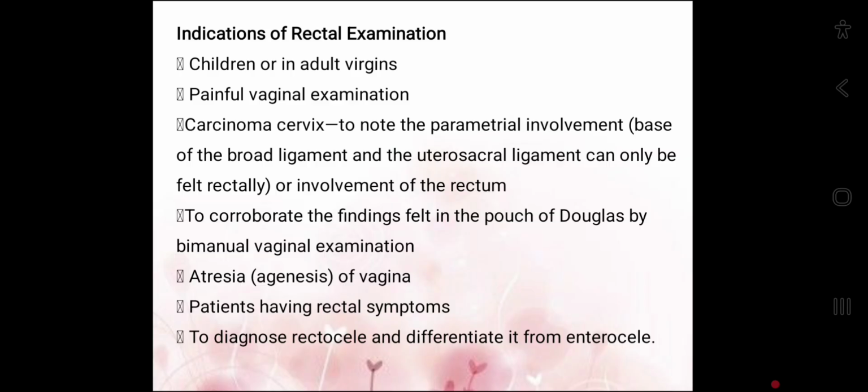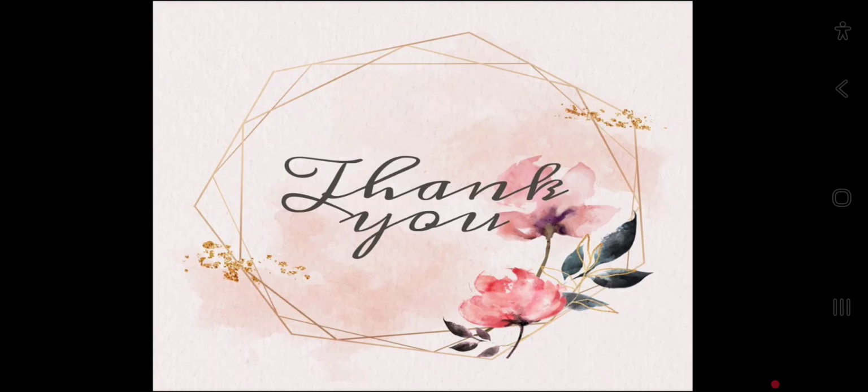Indications for rectal examination: in children or adult virgin patients; if the vaginal examination is painful or the vaginal vault inaccessible; in carcinoma of the cervix with parametrial involvement or rectal involvement. Any pathology of the pouch of Douglas during vaginal examination should be supplemented by rectal examination. Vaginal agenesis or atresia in a patient with rectal symptoms, also to diagnose posterior compartment genital prolapse, rectocele. This is the end of this lecture. Thank you.